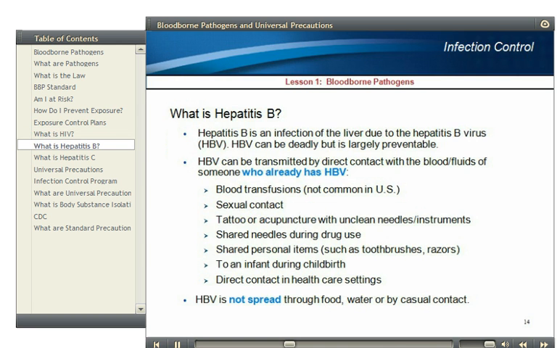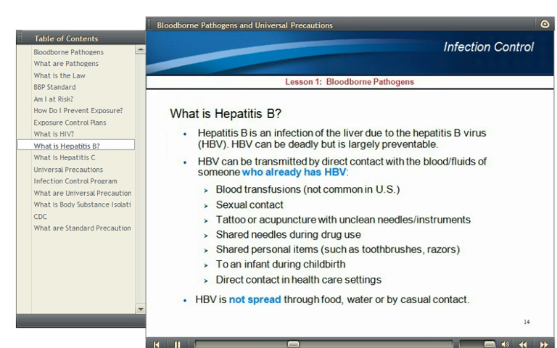What is hepatitis B? Hepatitis B is an infection of the liver due to the hepatitis B virus, HBV. HBV can be deadly, but is largely preventable. HBV can be transmitted by direct contact with the blood or fluids of someone who already has HBV.